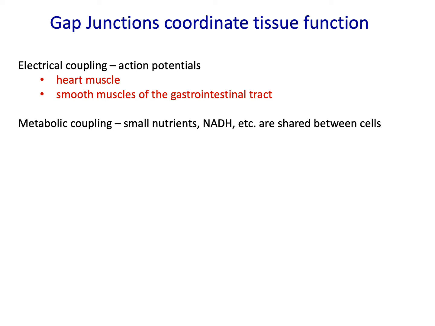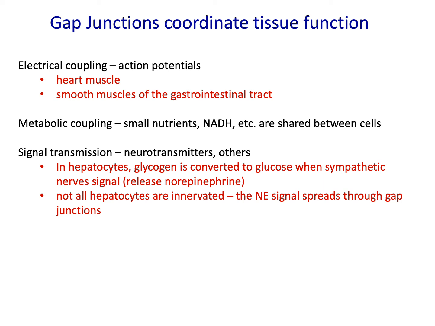Gap junctions also allow metabolic coupling because they allow small nutrients to be shared between neighboring cells. Gap junctions also facilitate signal transmission by neurotransmitters or other transmitting molecules. An example of this is in hepatocytes. When they are stimulated by the sympathetic nervous system, they convert glycogen to glucose and release the glucose. However, because not all the hepatocytes are directly innervated, that norepinephrine signal is spread throughout the gap junctions.